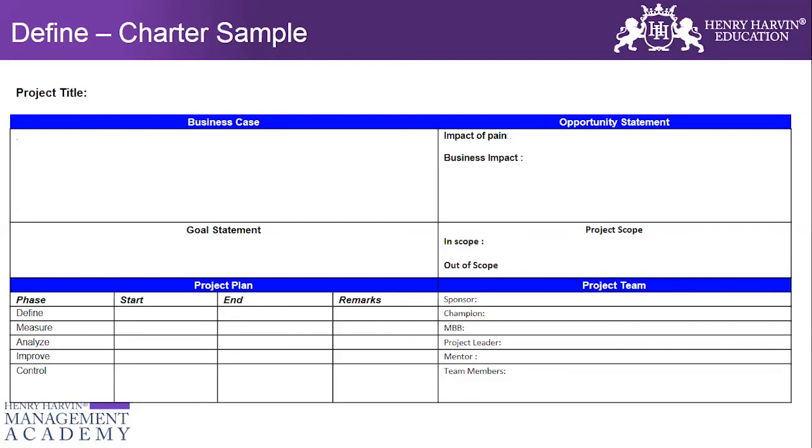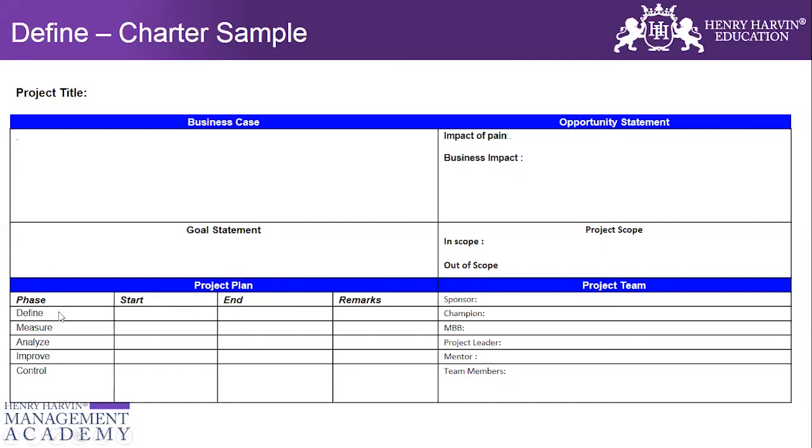It should have a SMART approach, wherein S stands for specific, M stands for measurable, A stands for attainable, R stands for realistic or relevant, and T stands for time. Opportunity statement or problem statement should have 4W1H, and we have segregated it into impact of the pain and the business impact. Although you can make it 4W1H, or you can define it as verbiage also. Okay, this is a milestone that we talked about, project plan.